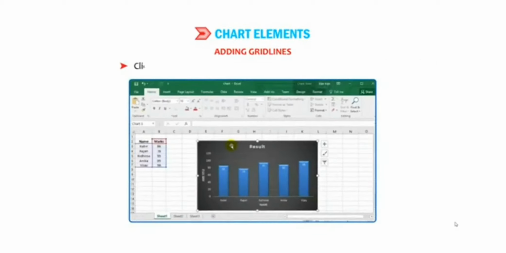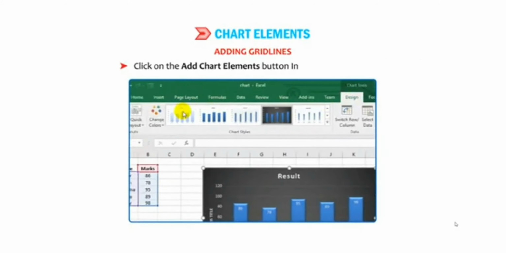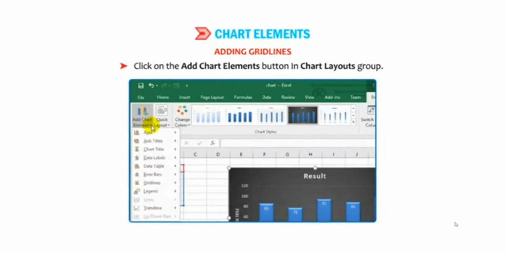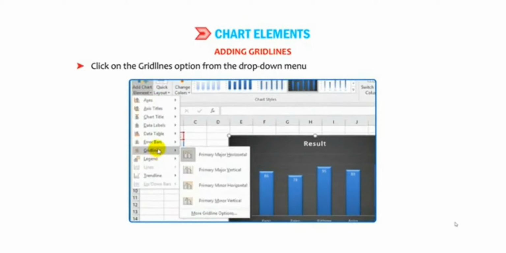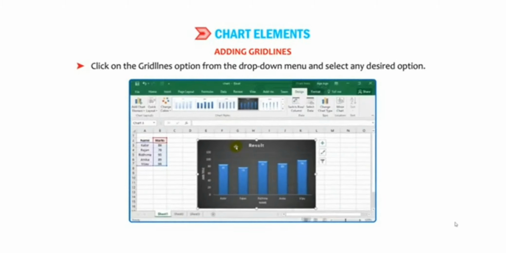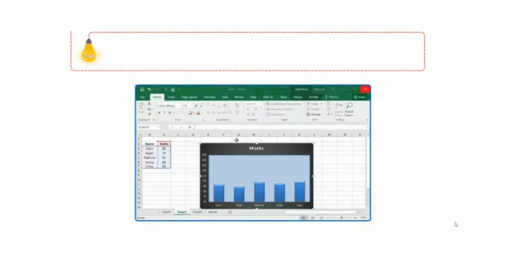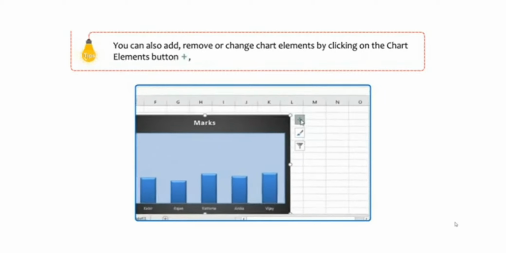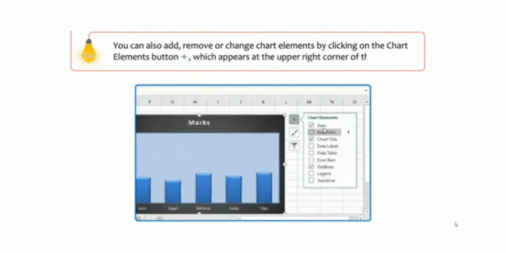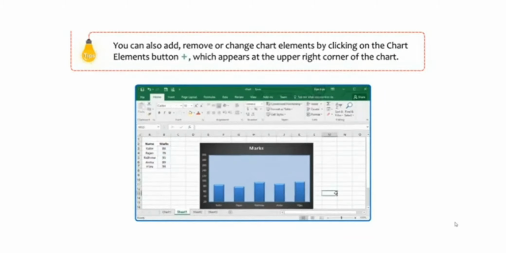Adding grid lines. Click on the Add Chart Elements button in Chart Layouts group. Click on the Grid Lines option from the drop-down menu and select any desired option. Let me give you a tip now. You can also add, remove or change chart elements by clicking on the Chart Elements button which appears at the upper right corner of the chart.